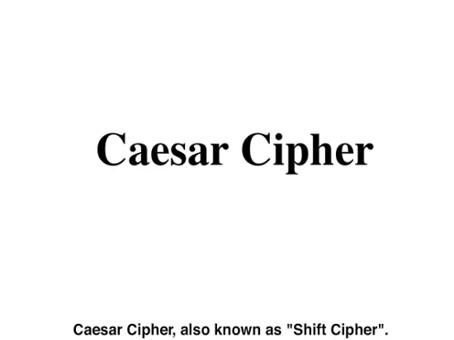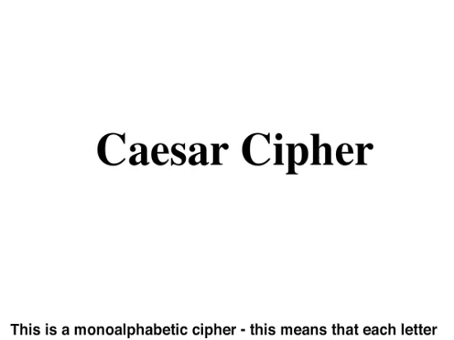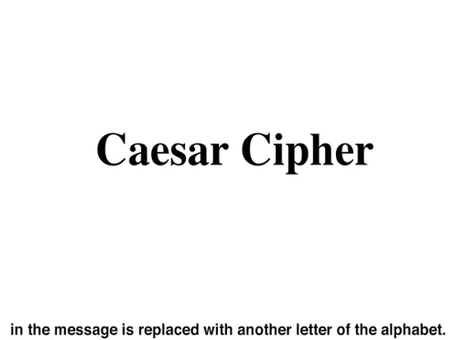Caesar cipher, also known as shift cipher. This is a monoalphabetic cipher. This means that each letter in the message is replaced with another letter of the alphabet.